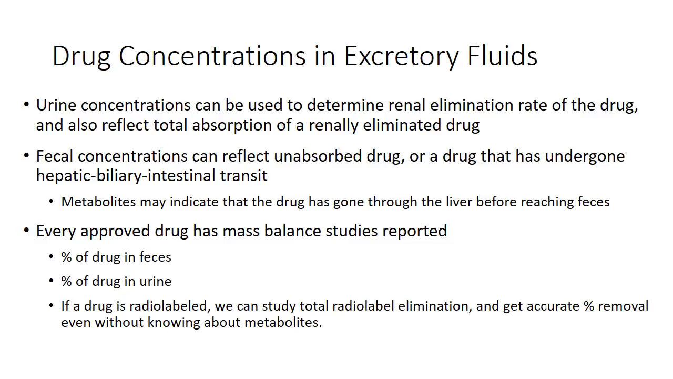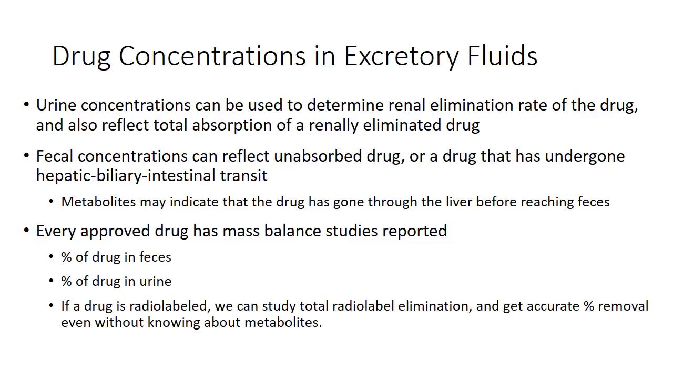Okay, every approved drug has mass balance studies reported. So if you look at the package insert, you should see this in pretty much every approved drug I've seen. So when they administer the drug to a real patient population, what percent of the drug is eliminated through the feces? What percent of the drug is eliminated through the urine? Okay, and what metabolites are produced, and how are they eliminated? So anything you need to know about that drug, usually you can find it in the package insert. Again, with respect to what organs are most important for eliminating that drug.